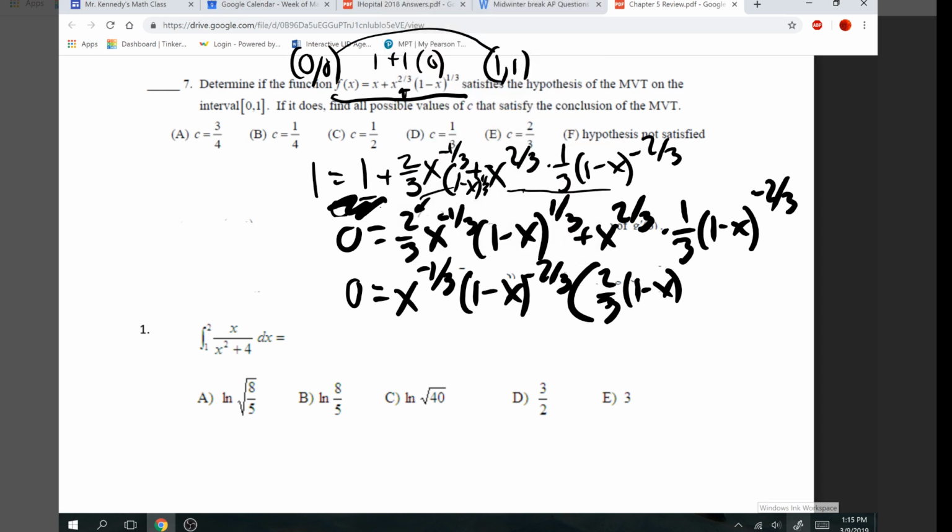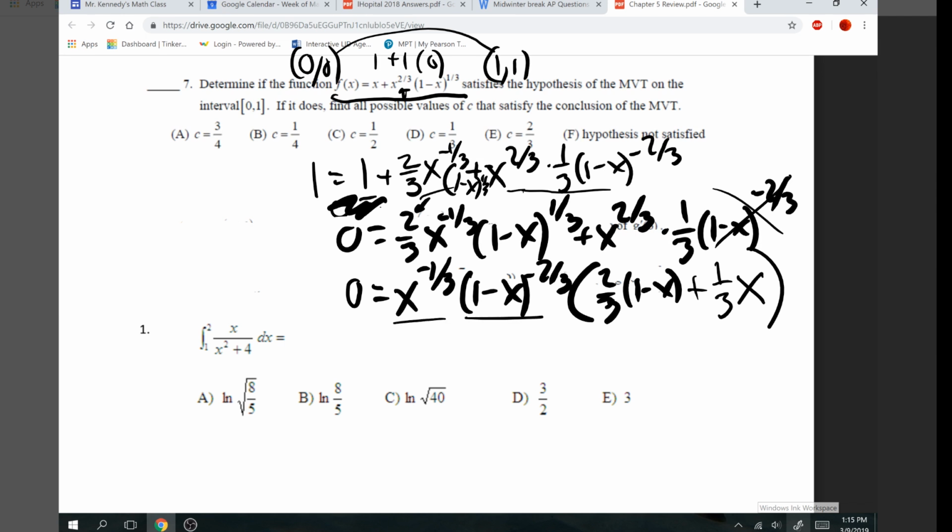And that's pretty interesting. That's very simple. And then in my second term, if I divide it here, the 1 minus x to the negative 2/3 will go away completely. I'll get a 1/3 from here, and then x to the 2/3 divided by x to the negative 1/3 is just x.